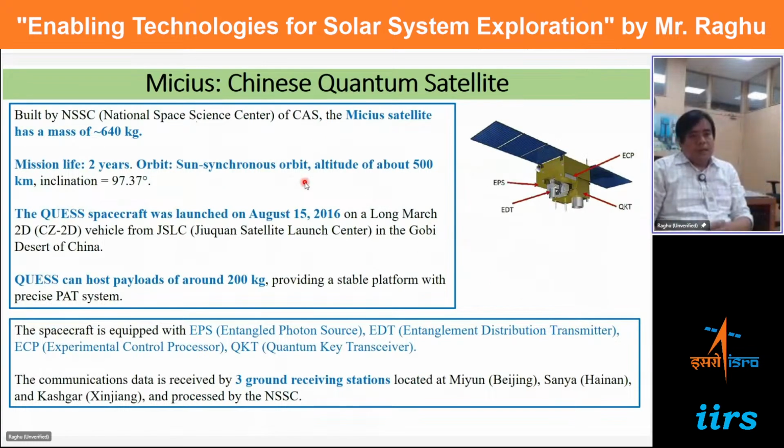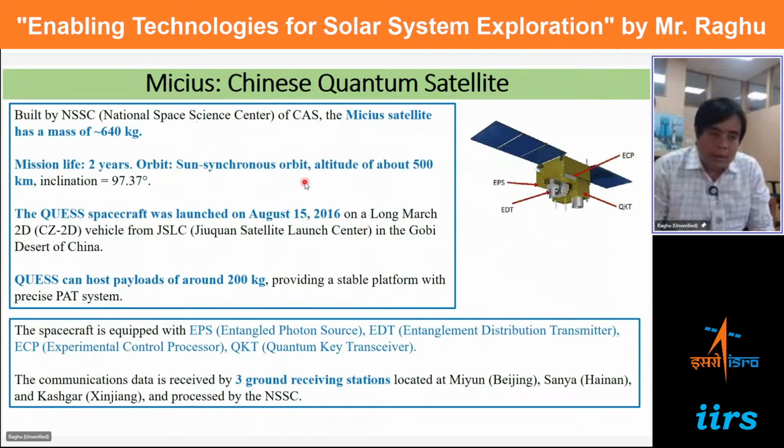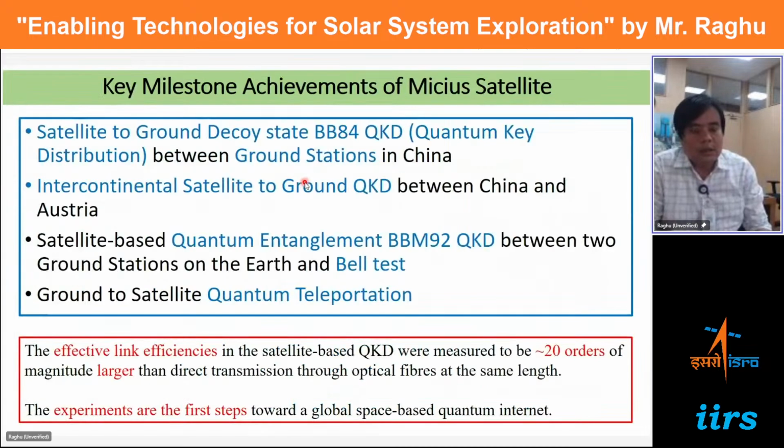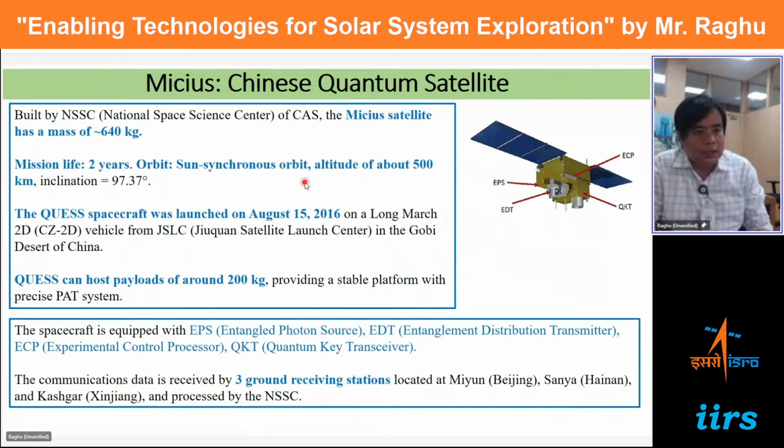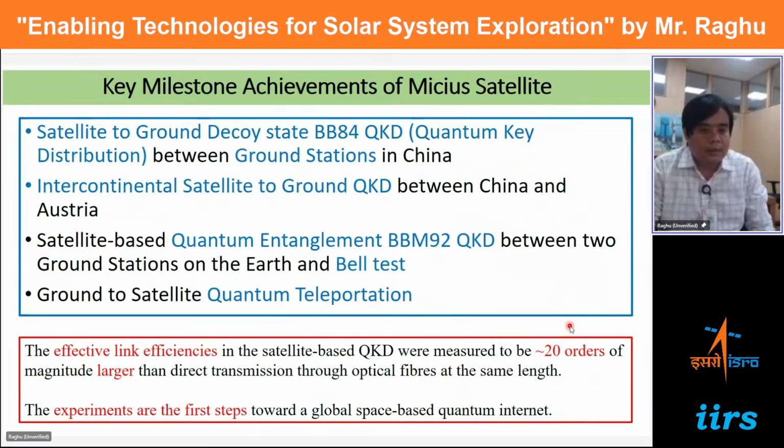So far in the world, there is only one quantum technology demonstration in orbit, done by another country than China. Other countries are also trying, but this was demonstrated in the 2018 timeline, and they demonstrated everything. They are very advanced in quantum technology, so we also have to do it. They have demonstrated different communication schemes from satellite to ground, from one continent to another, entanglement communication from satellite to ground, and also teleportation.